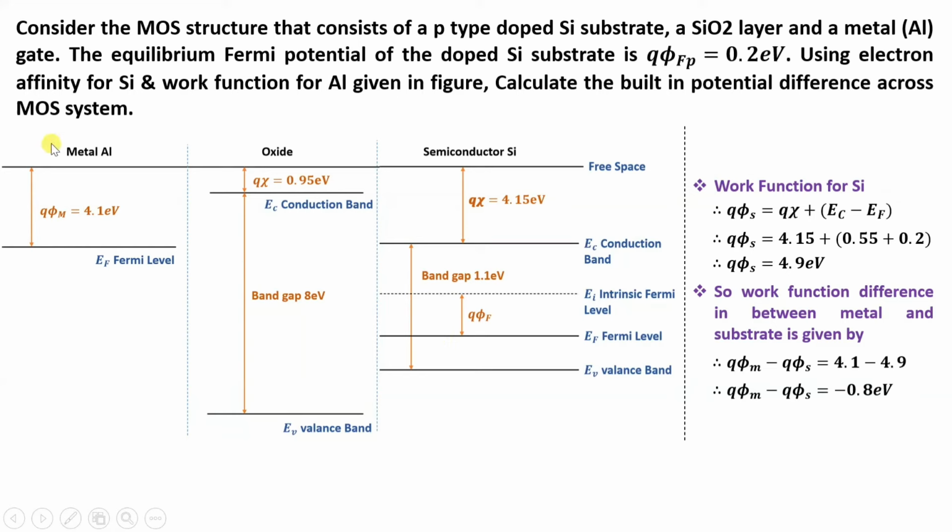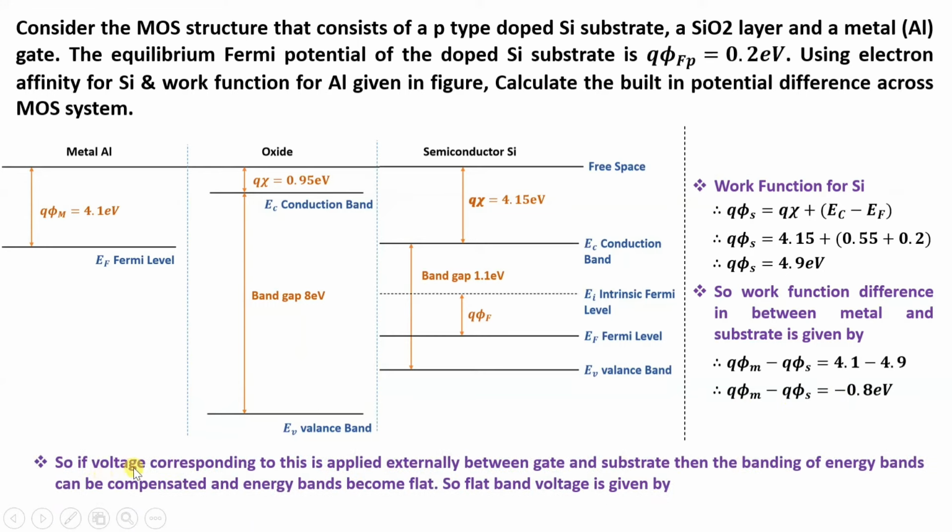So this is the energy band diagram without combination, but when you combine them, you will find there is energy bending, right? And to nullify that, we need to supply this much amount of energy between the gate and substrate terminal. So if the voltage corresponding to this is applied externally between gate and substrate, then the bending of energy bands can be compensated and the energy bands become flat.